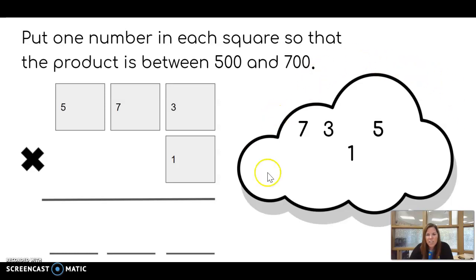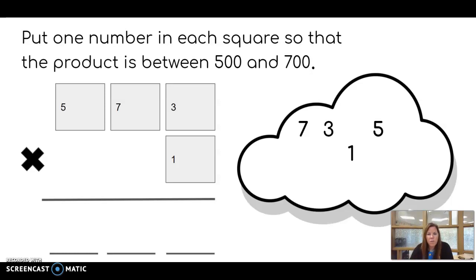Right, and your slides are going to look like this. There's going to be this little cloud, and there's going to be numbers, and you need to move these numbers over here to equal whatever that answer is. I think all of these are going to be multiplication, so they're going to ask you for the product.